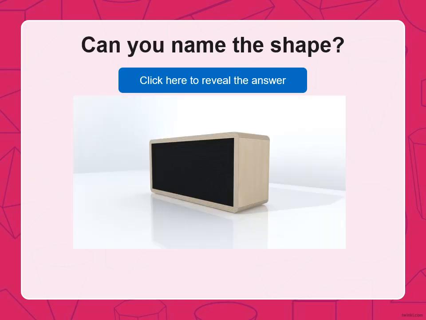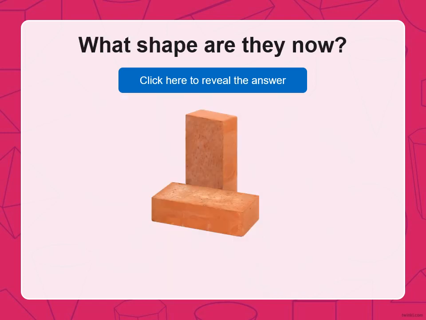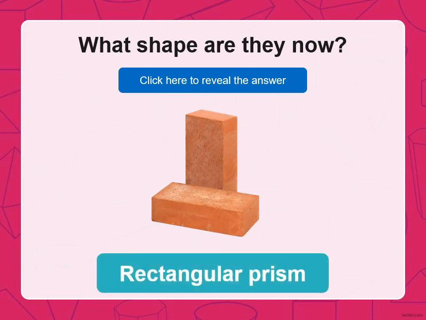Can you name this shape? A rectangular prism. Well done. Oh, what shape is this now? This shape is in two different positions. One of them is lying down, one of them is standing up. What shape could it be? Pardon? What did you say? Oh, you're right. It is a rectangular prism. Just because it's turned around does not mean that it's changed shapes.